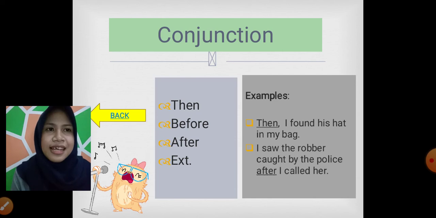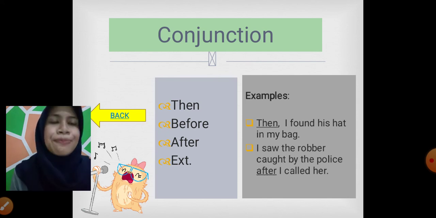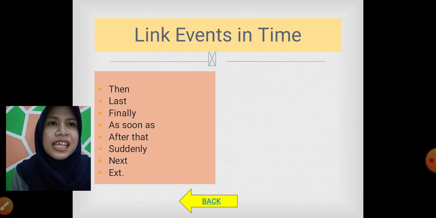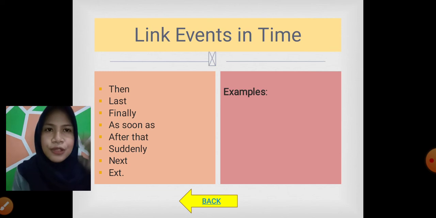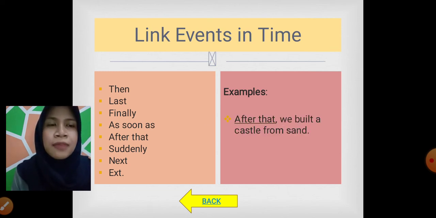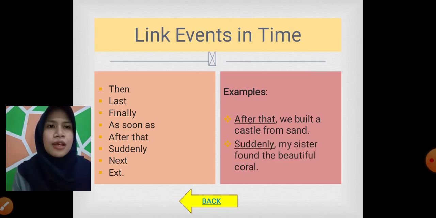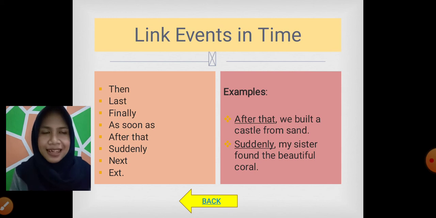Okay. Next is the conjunction, the connection. Example, then I found his head in my bag. Also, the robber called the police after I called her. Okay, this uses the conjunctions then and after as the connection of the sentence. Now we move to link events in time. Usually we use then, last, finally, as soon as, after that, suddenly, and so on. The example, after that, built a castle from sand. The examples use after that and suddenly. These are the link events in time that are used in recount text.